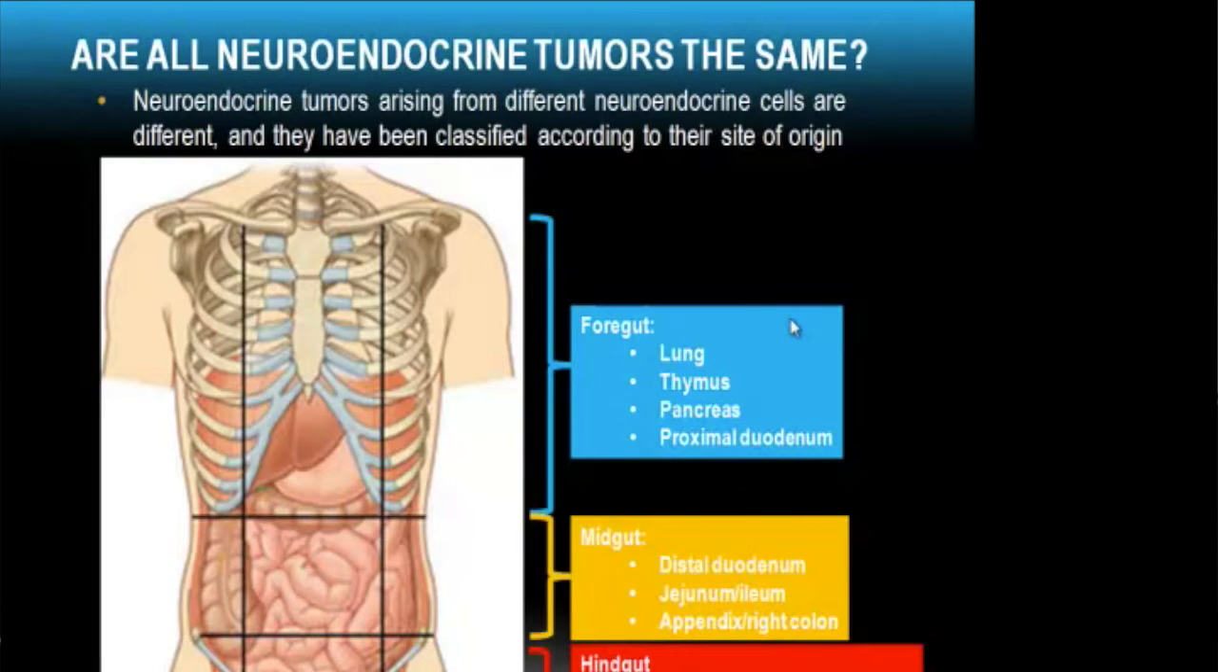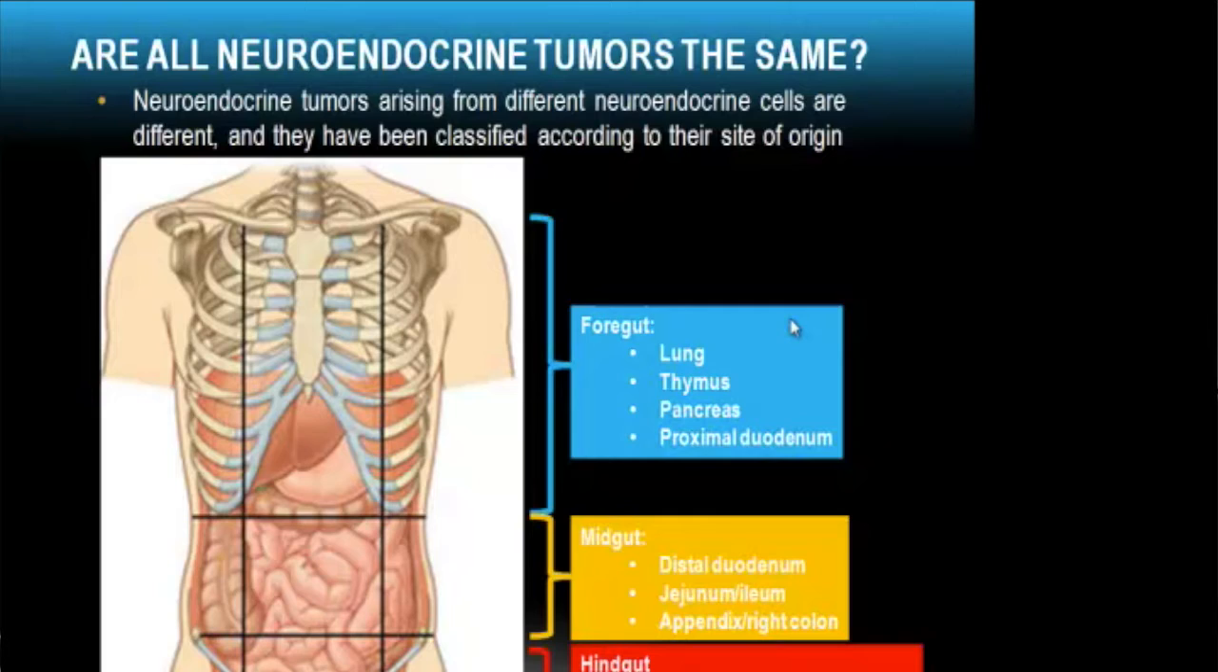So as we know, all neuroendocrine cells can give rise to neuroendocrine tumors. So the question is, are all neuroendocrine tumors the same? Actually, it's not really, as Dr. Warner already talked about. Neuroendocrine tumors arising from different locations, from different neuroendocrine cells, are different. They can be different in many ways, such as they have different genetic basis and they have different kinds of clinical behavior. So they need to be treated differently.